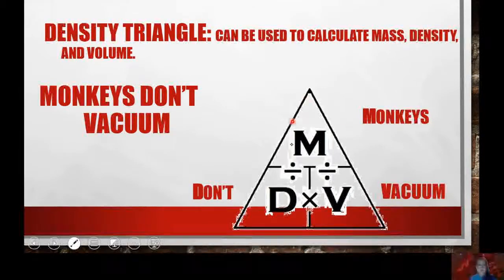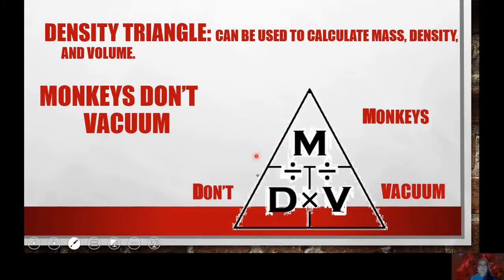So monkeys goes at the top of the triangle, don't on the bottom left, vacuum, V on the right. So always an L shape. Monkeys don't vacuum. M, D, V. You know the order of where to put the letters in the triangle.